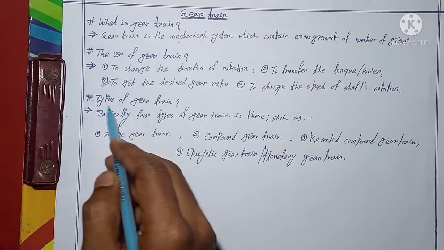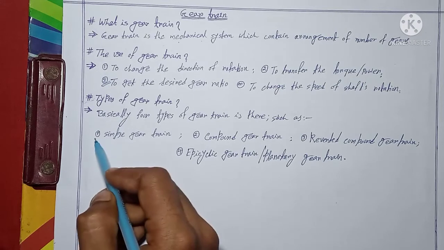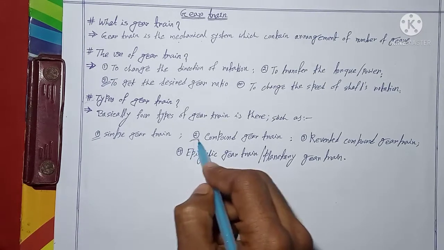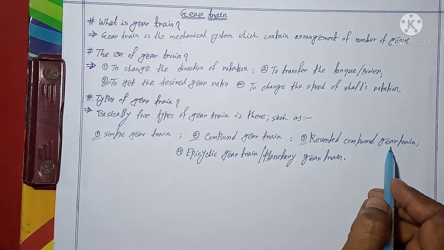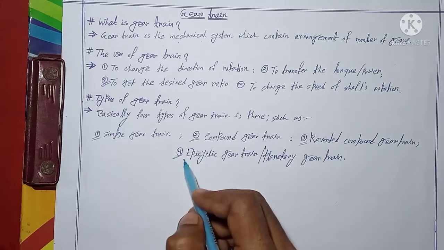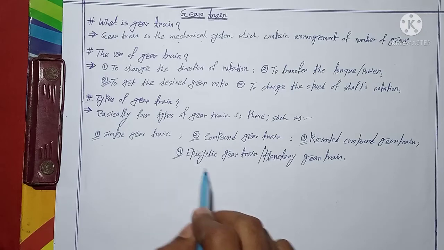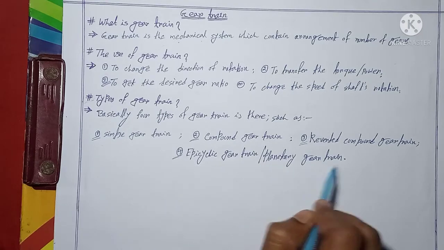Next is the types of gear train. What are the basic types of gear train? The first one is the simple gear train. The next one is the compound gear train. The third one is the reverted compound gear train, and the fourth one is very important, and you can say a special type of gear train. It is the epicyclic gear train, which is also known as the planetary gear train.